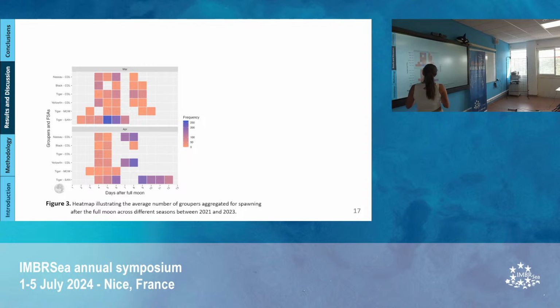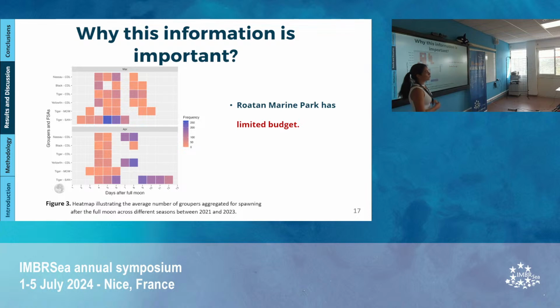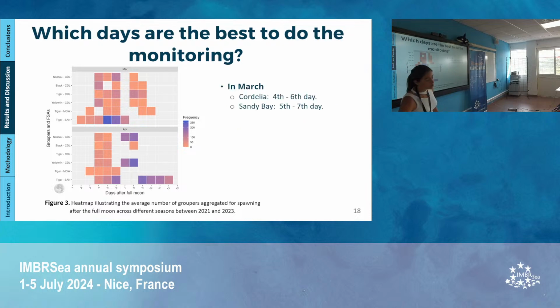Here we have a heat map illustrating the average number of groupers aggregated for spawning after the full moon across the different seasons between 2021 and 2023. Here are the species, and here are the sites. So why is this information important? Because Roatan Marine Park has a limited budget, so they have to choose some days to go and do the monitoring. So which are the best days to go and do this monitoring?